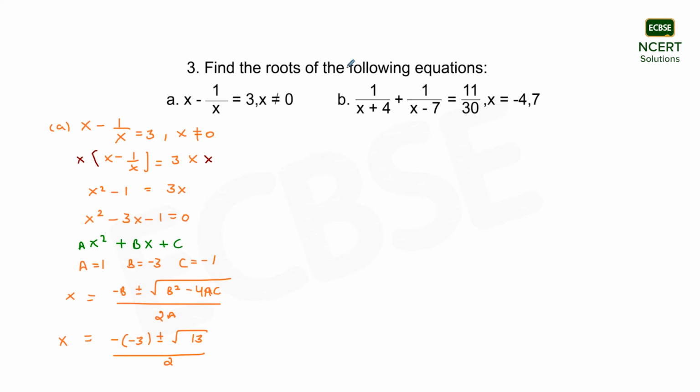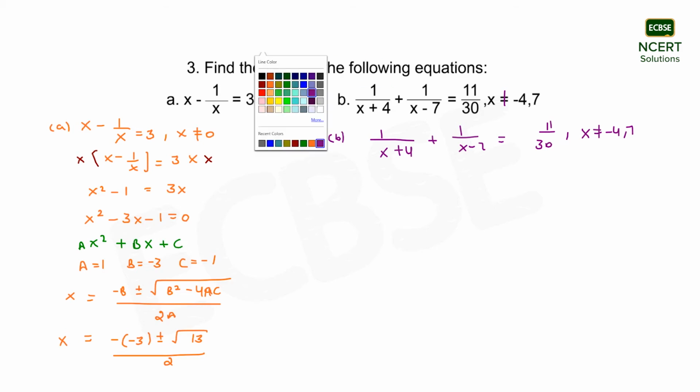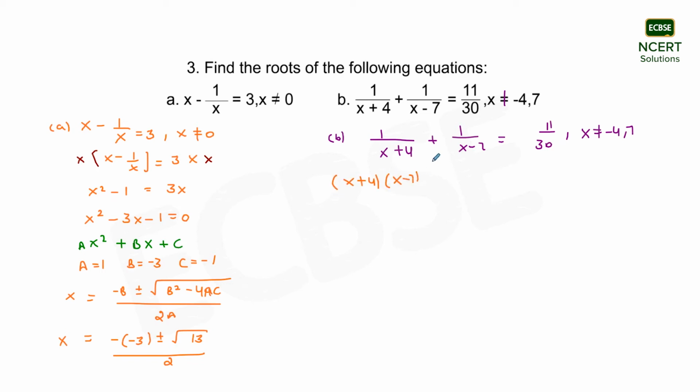Now coming to the second part, here the equation being provided is 1 by x plus 4 plus 1 by x minus 7 is equal to 11 by 30. Here again the restriction on the value of x is that x cannot be equal to minus 4 and 7, right? So in order to solve this equation, here I will be multiplying both sides with the x plus 4 and x minus 7 terms.